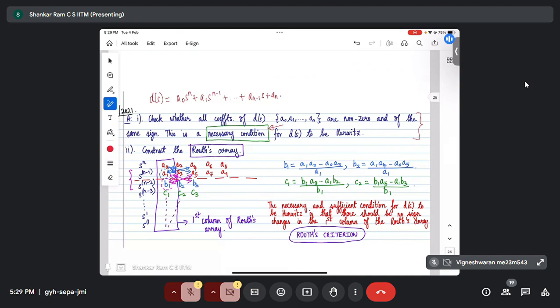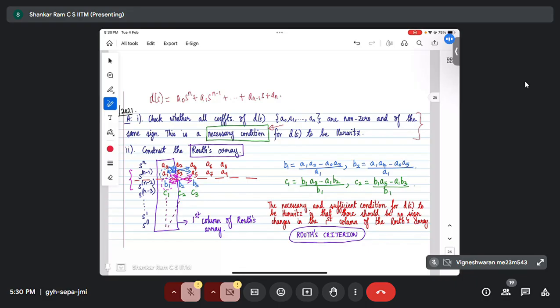But the necessary condition is not enough. So what do I mean by that? Let's say we have a polynomial where all the coefficients are non-zero and of the same sign. Same sign means all the coefficients should be positive or all the coefficients should be negative. If the necessary condition is satisfied, then we construct what is called a Routh's array.